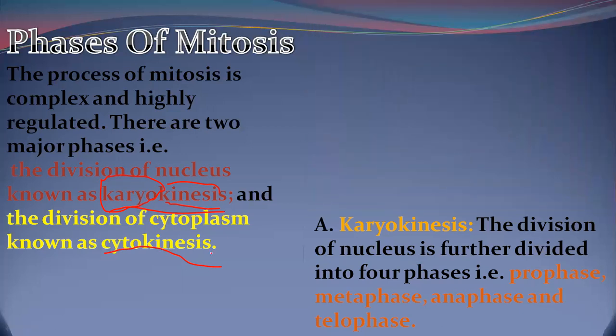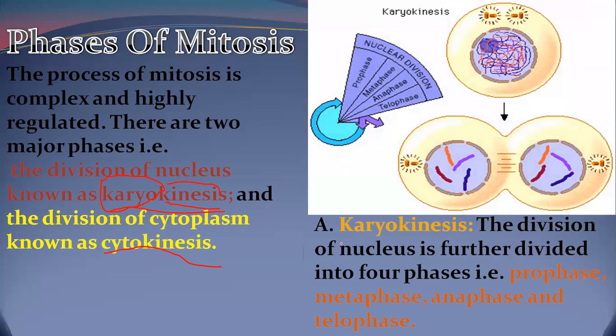So now we will see karyokinesis separately because it is the longest phase if we compare it with cytokinesis. So karyokinesis is the longer phase. Karyokinesis is called the division of the nucleus, and it is further divided into 4 major steps. Here there are 4 phases. Remember, they are prophase, metaphase, anaphase, and telophase. Here you can see karyokinesis, like breaking off the nucleus, and then the nucleus reappears again.